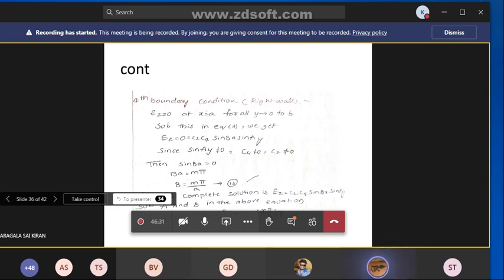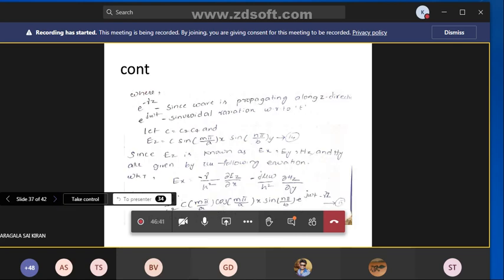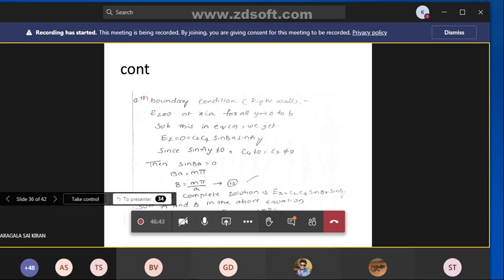Okay. So A equal to n pi by b and B equal to m pi by a. Substitute these two equations. Then the complete solution will be Ez equal to C2 C4 sin Bx sin Ay.